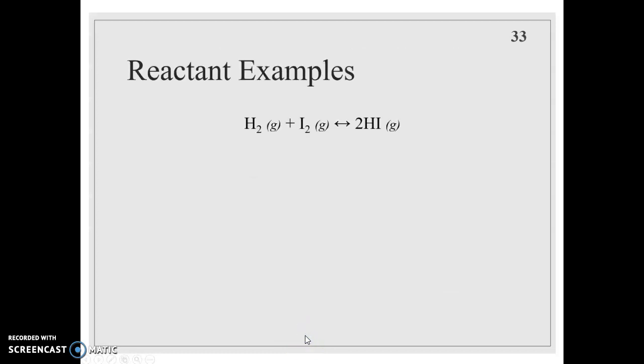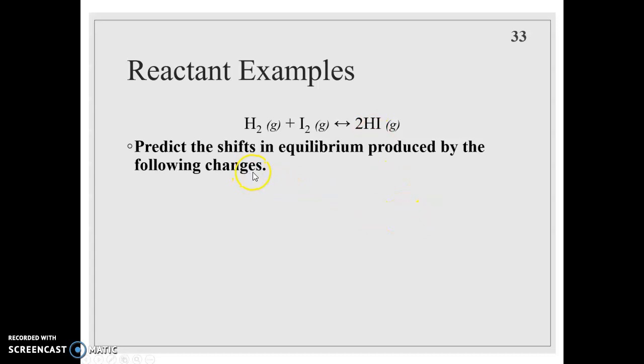Alright, let's look at some examples with a real chemical reaction. We have this reaction where H2 and I2 react to make 2HI. We're going to predict the shifts in equilibrium produced by the following changes. If we add some H2, then now we have too much reactant. In order to take care of that, we need to increase products and decrease reactants to reestablish equilibrium. So that is going to result in a shift right as more product forms.